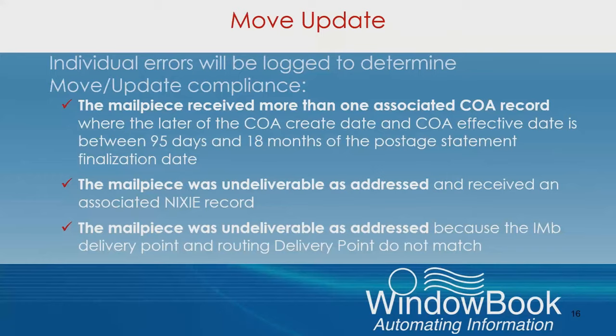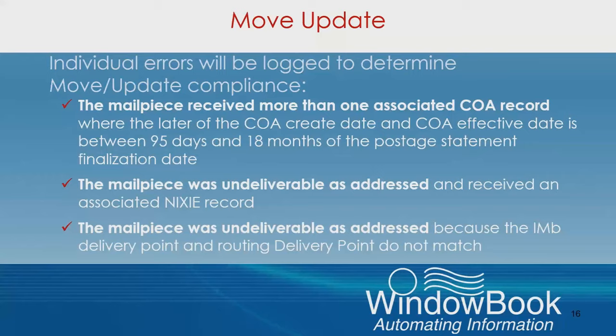Also, for the address quality aspect of Seamless Acceptance, the move update information is examined as well. For example, if a mail piece MPE scan shows that the mail piece received more than one associated change of address record, where that change of address create date and effective date is between 95 days and 18 months of the postage statement finalization date. That would obviously be a very old change of address record and would be considered an error.